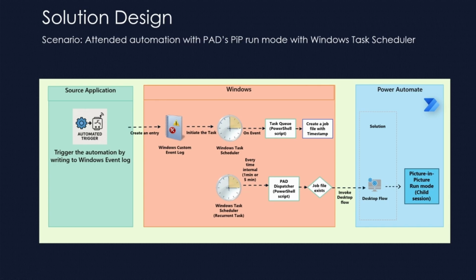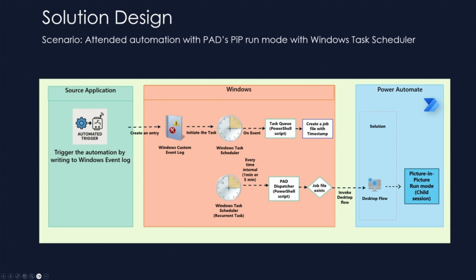will create a task instance that is associated to that custom event log. And what it does is, on creation of that event, you will have a PowerShell script that will create a job file with the timestamp. And then as you create these events, they will end up being multiple job files. So now, how does the desktop flow get triggered?